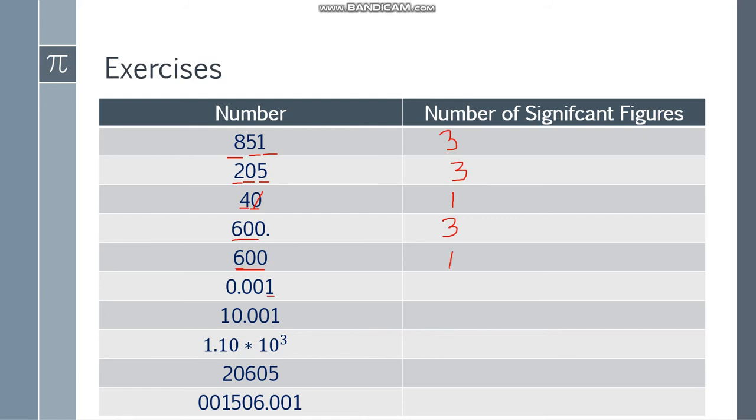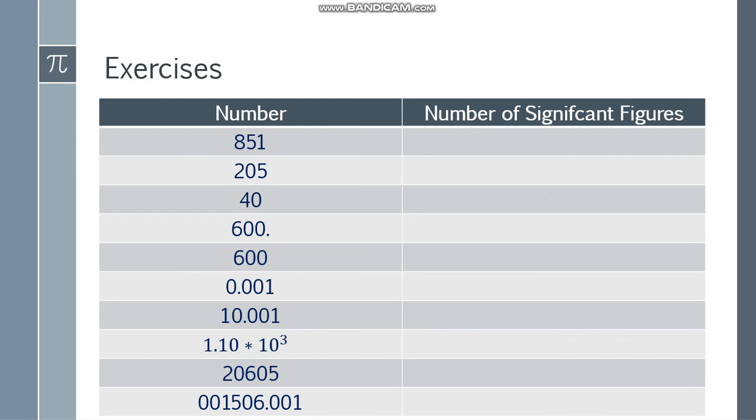0.001. These are 3 leading zeros, so we will only check this one, 1. 10.001. All of the zeros are sandwiched, so all of them are considered sig figs. 1.10 times 10 cubed. Just ignore the 10 to the x power and the multiplication sign. So this one, 1, 2, 3. 3 sig figs. 20,605. The zeros are in between, so all of them are sig figs.